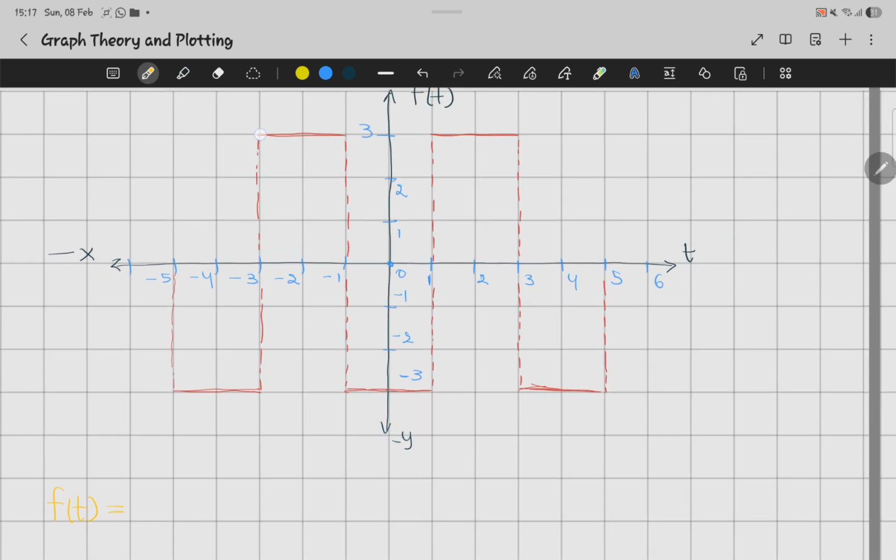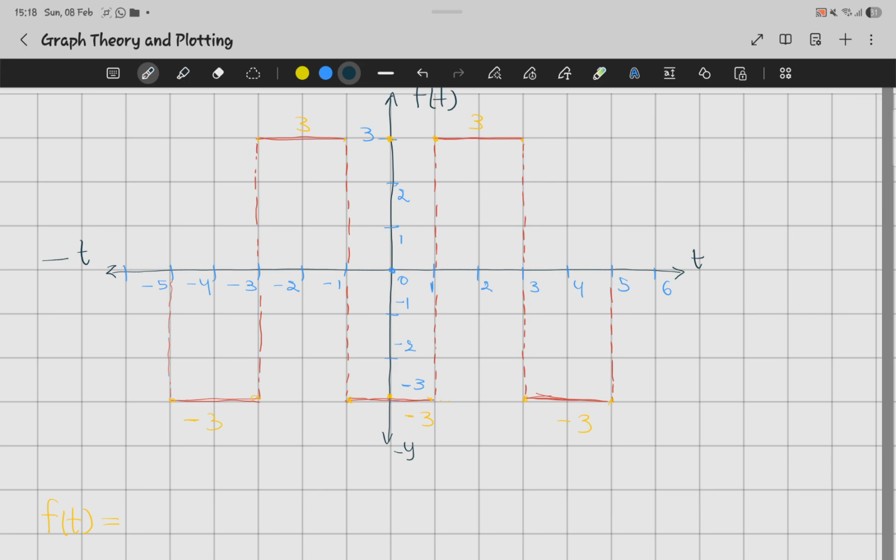Remember, the amplitude between those two points is 3, and between those two points we have -3, and between those two points -3. You can see this is where we have -3, and this is where we have 3. Since we're working with t, I'm just going to put t here. So this is what we have, f of t.